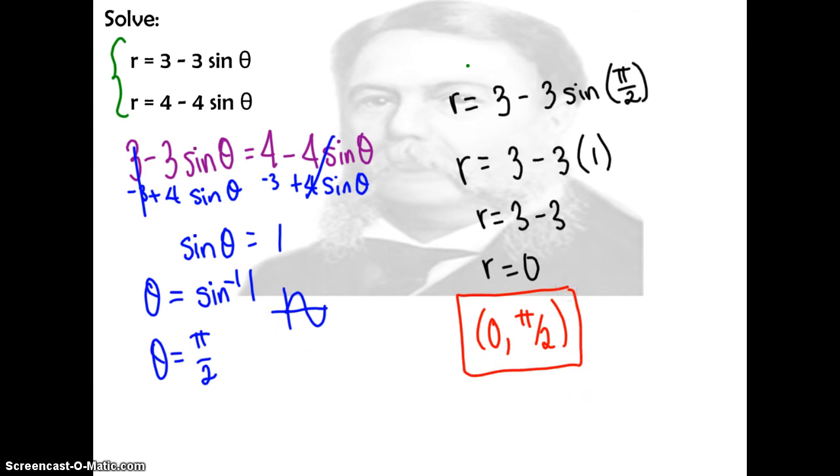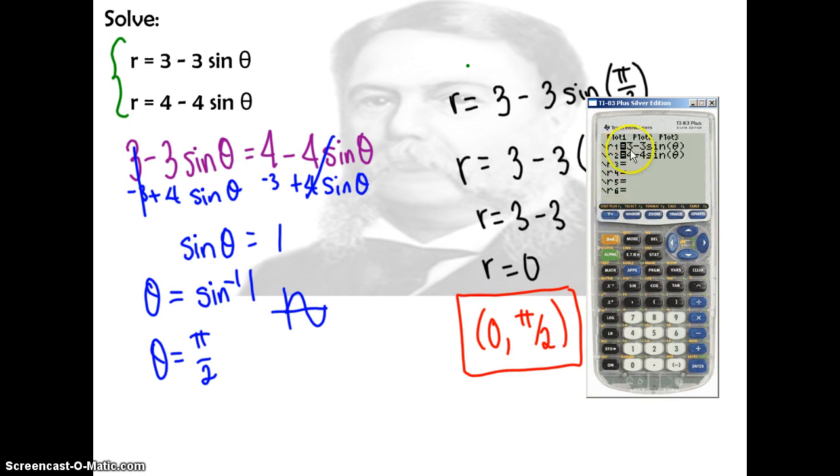So let's take a look at that graphically and plug in 3 minus 3 sine theta and 4 minus 4 sine theta in our calculator, making sure we're in polar form and in radians, and press graph. And as you can see, we have two beautiful cardioids that intersect at 0, pi halves. We can also tell they're cardioids based off our equations. We've got 3 minus 3 sine theta and 4 minus 4 sine theta. They both have the same number in these positions, so that makes it a cardioid and not a limaçon. So our solution, again, is 0, pi halves.